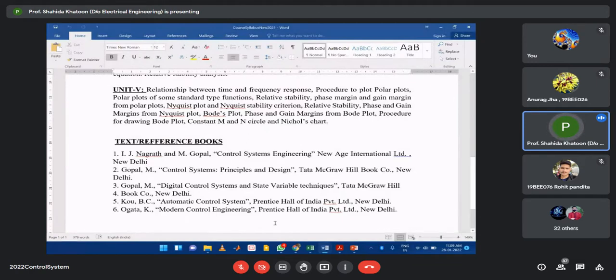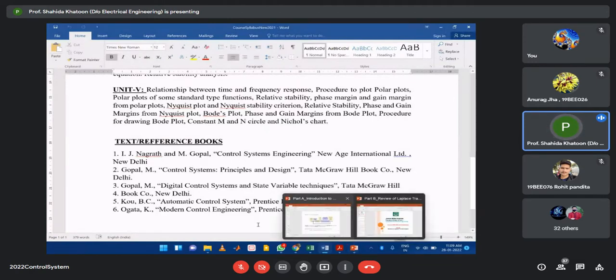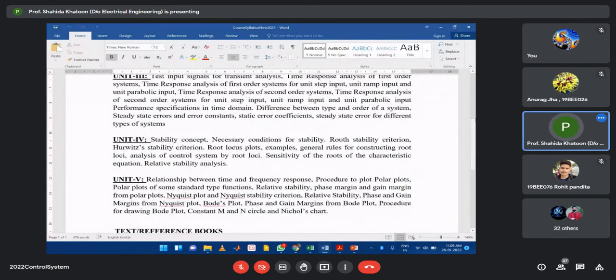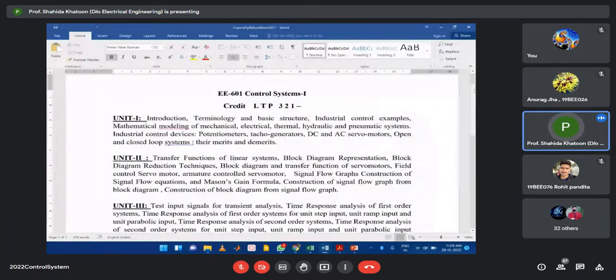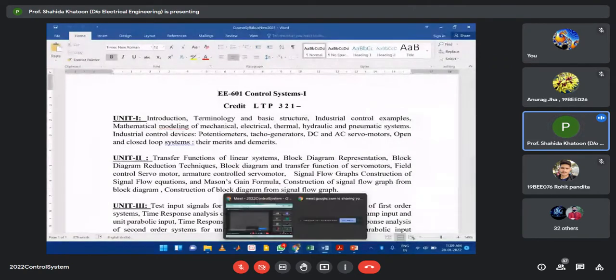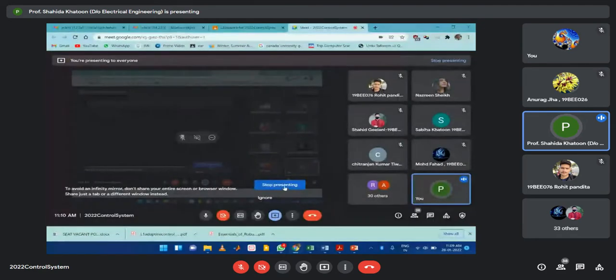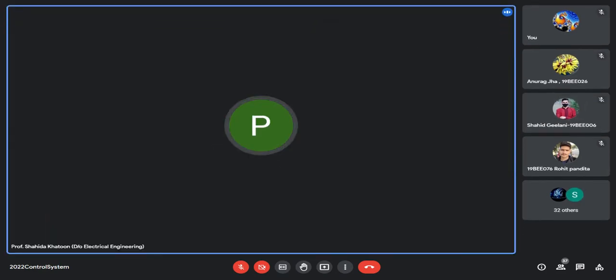Okay, so this is your syllabus. What I would like you to be aware of for this course is that this is a very, very mathematical course, and you need to brush up your mathematical skills. And the prerequisite for the course is mathematics, basic mathematics, Laplace transform, etc., and signals and systems, which you might have studied in your 4th semester. Okay, so this is a very mathematical type of course, a bit difficult course.